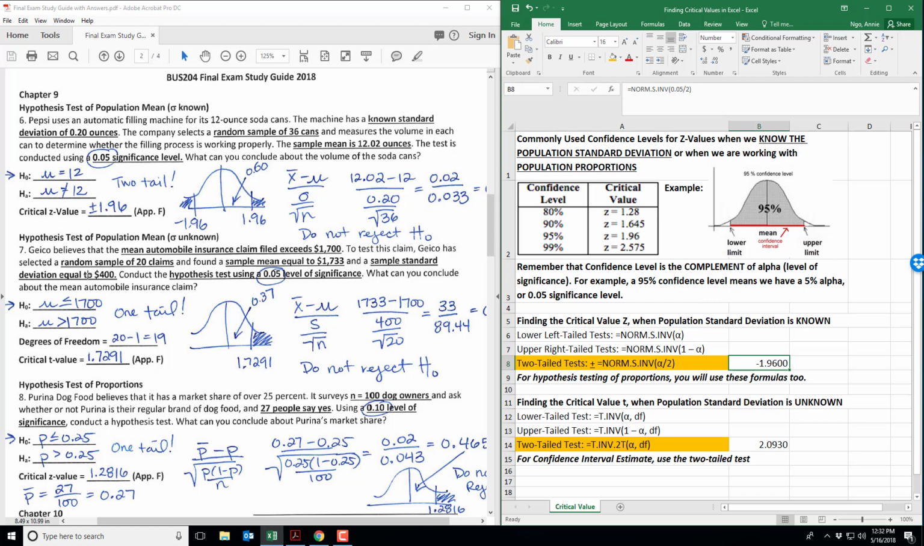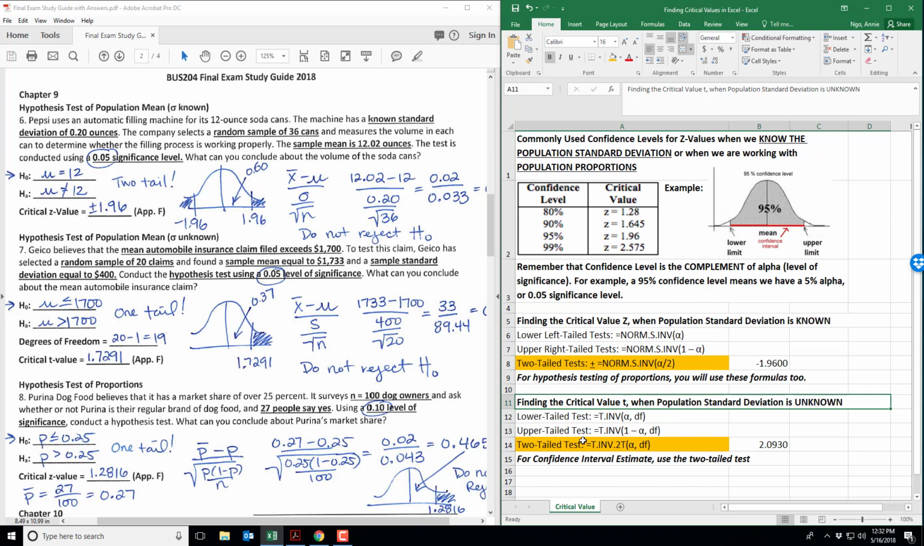If we look at problem number 7, with our GEICO example, when we don't know the population standard deviation, that means we're looking for a T value. And again, I guide you and say, hey, let's look for the T value. Same thing on the exam. It's going to ask you for the critical T value. So you'll know, if you're using Excel, to find the critical T value when the population standard deviation is unknown, we're going to use one of these formulas.